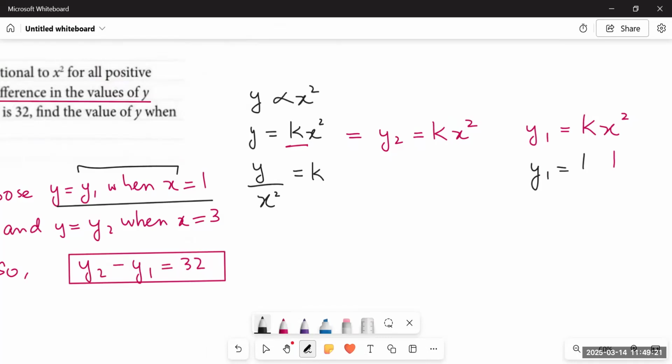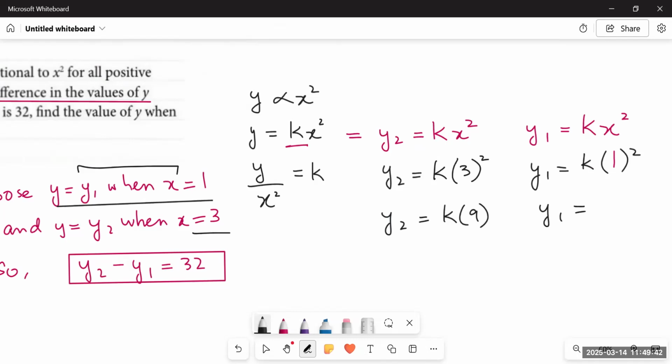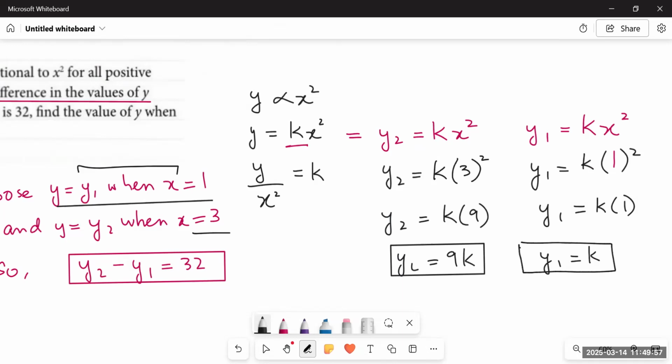y1 is equal to k times 1 square and for y2 it would be k times 3 square. Okay, so y2 becomes k into 9 and y1 becomes k into 1, that is k. So y2 is equal to 9k and y1 is equal to only k. These are the two values that we are going to substitute in equation number 1 to find out the value of k.